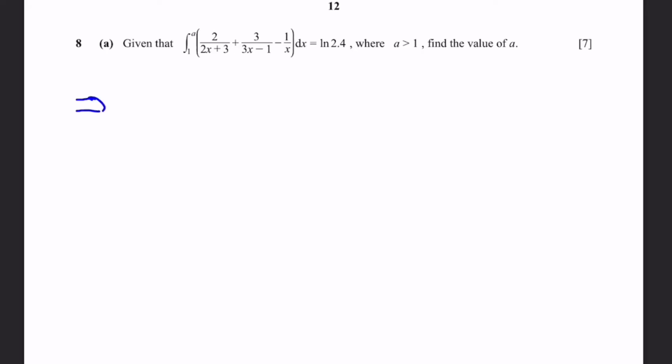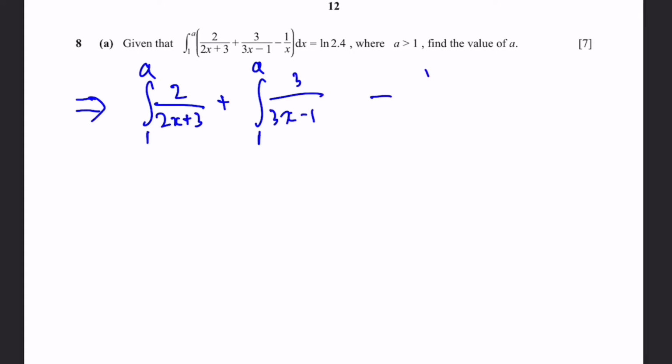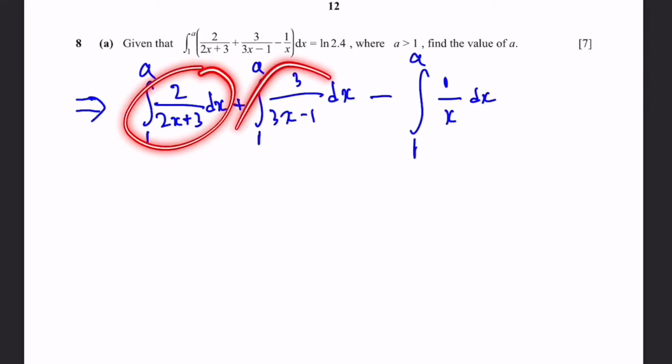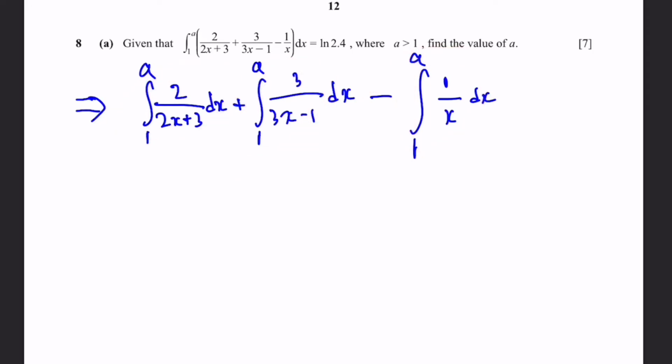So this is going to be equivalent to the integral from 1 to a of 2 by 2x plus 3 plus the integral from 1 to a of 3 by 3x minus 1 minus the integral from 1 to a of 1 by x. Of course, all of them to dx. And now how do we take these integrals? We can use something called the method of substitution.